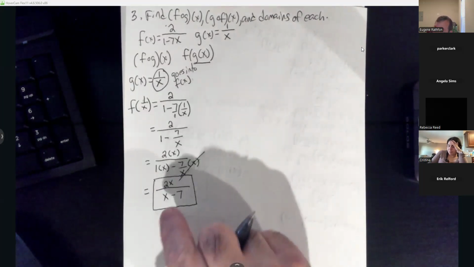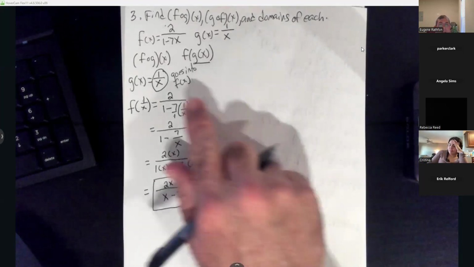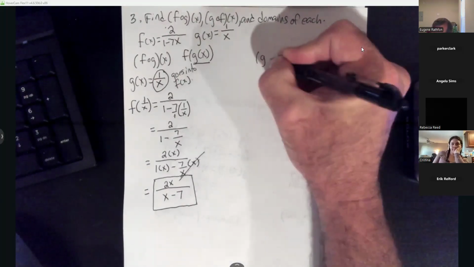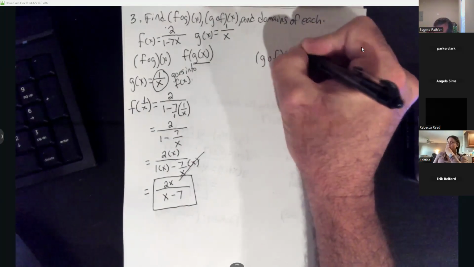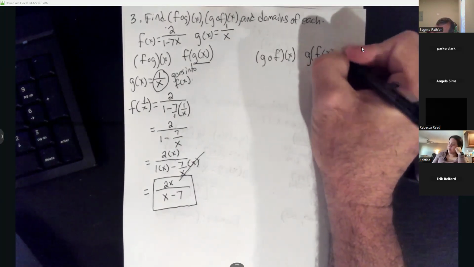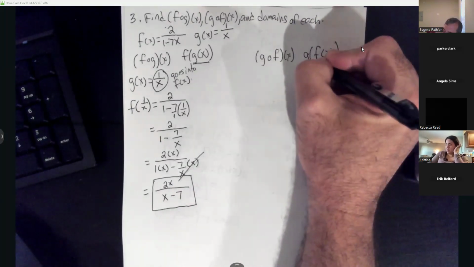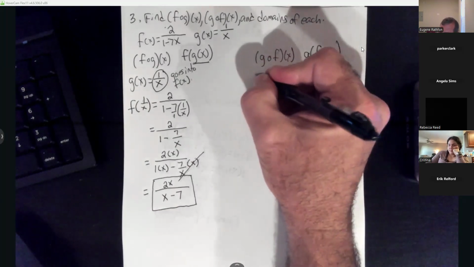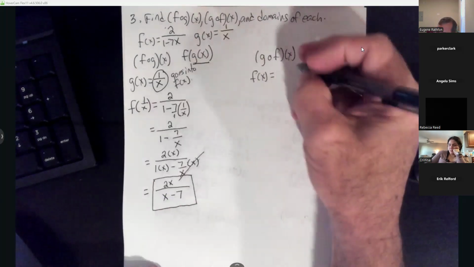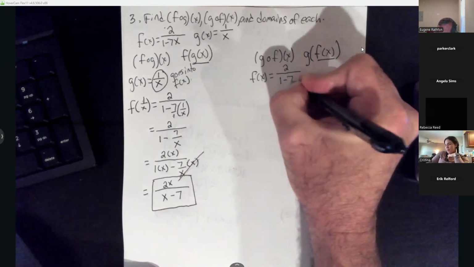Now here's what's fun. Y'all's answers are going to be really similar to that, okay? All right, so that was F compose G. So now I'm going to do G compose F of X. So doing it this way, it's like finding G of F of X. So y'all, that means on this one, I'm going to start with the F of X. So let's see, F of X is right here. It was 2 divided by 1 minus 7x.